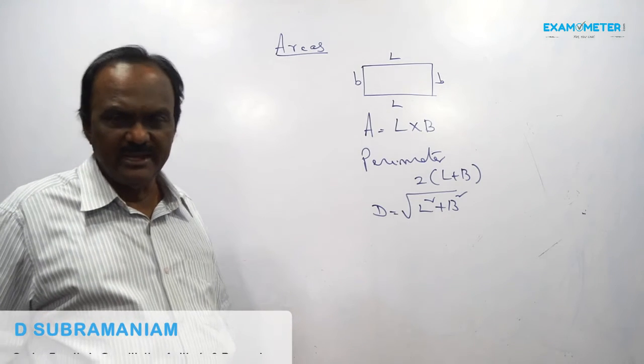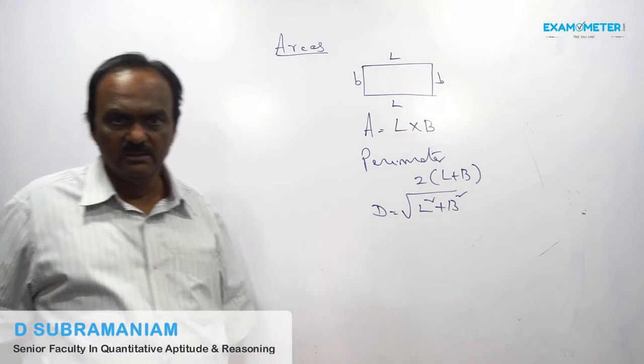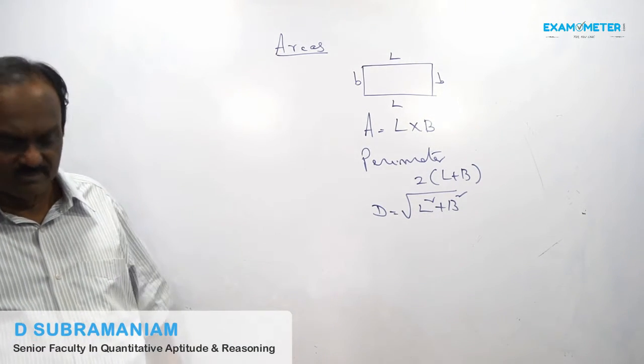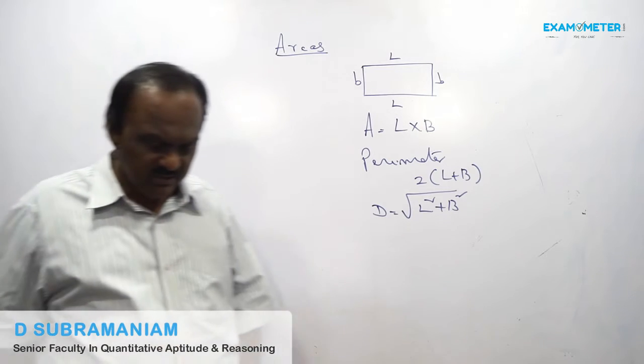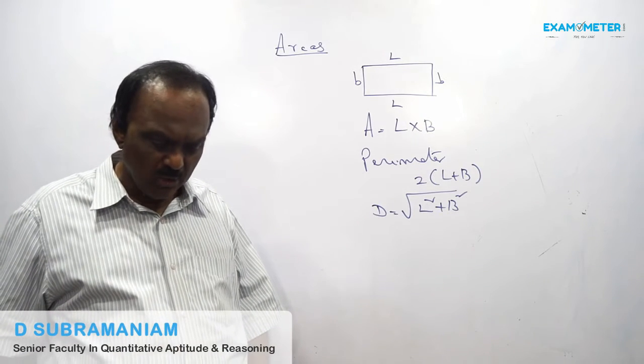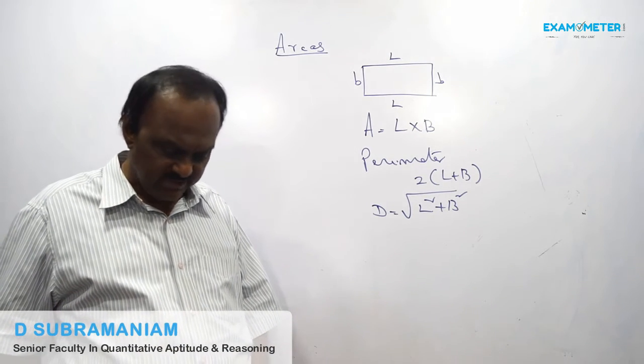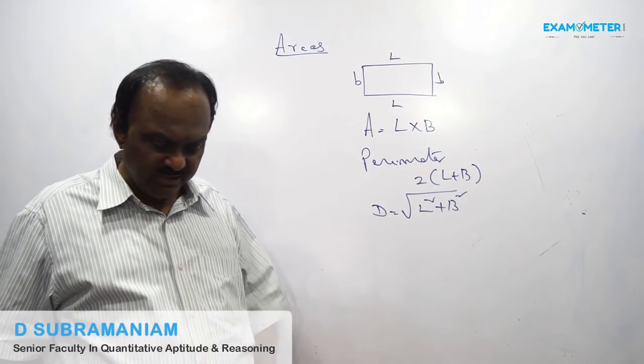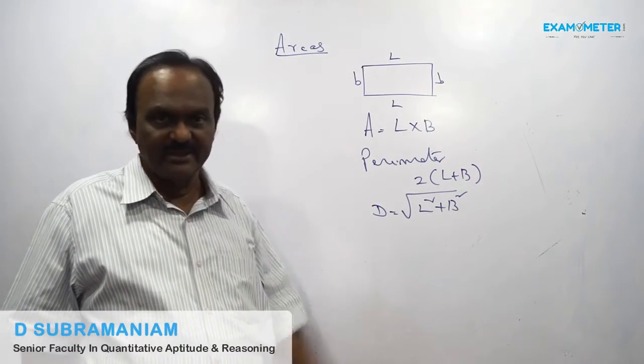Next chapter, areas. First question. If one side of a rectangular field is 6 meters and its diagonal is 10 meters, its area is.